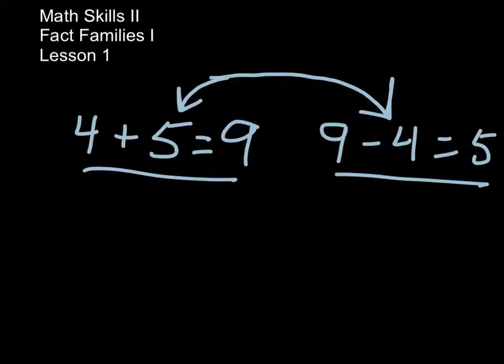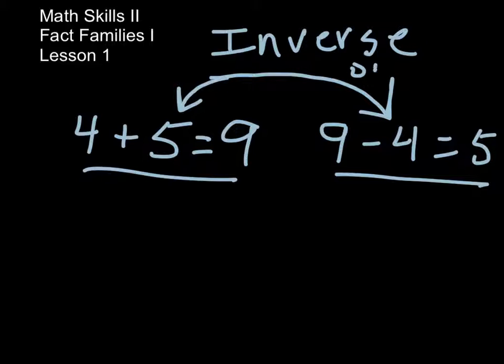So in other words, fact families are really a relationship among addition and subtraction, and further down the line, multiplication and division are inverse operations. And I'm just going to write that term, inverse operations, because that's an important term as we continue in math. Inverse operations simply means that one undoes the other. For example, addition and subtraction are inverse operations because one undoes the other.